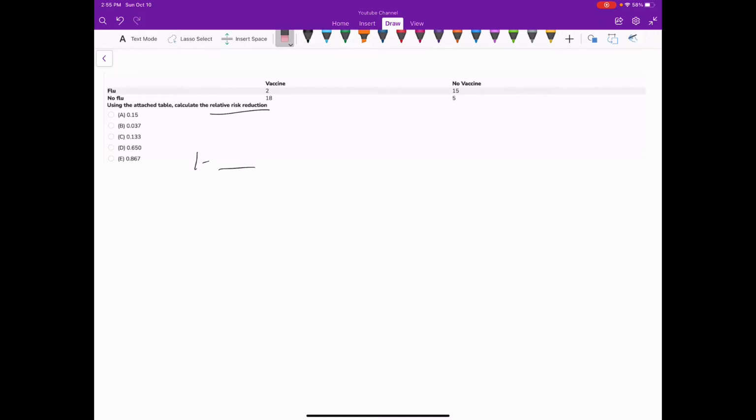It's 1 minus RR, I'm sorry. It's 1 minus RR. What is RR? Well, we know relative risk. So RRR is just 1 minus RR. All we have to find is this number and subtract it from 1. So what are we going to do first? We're going to start with our table.